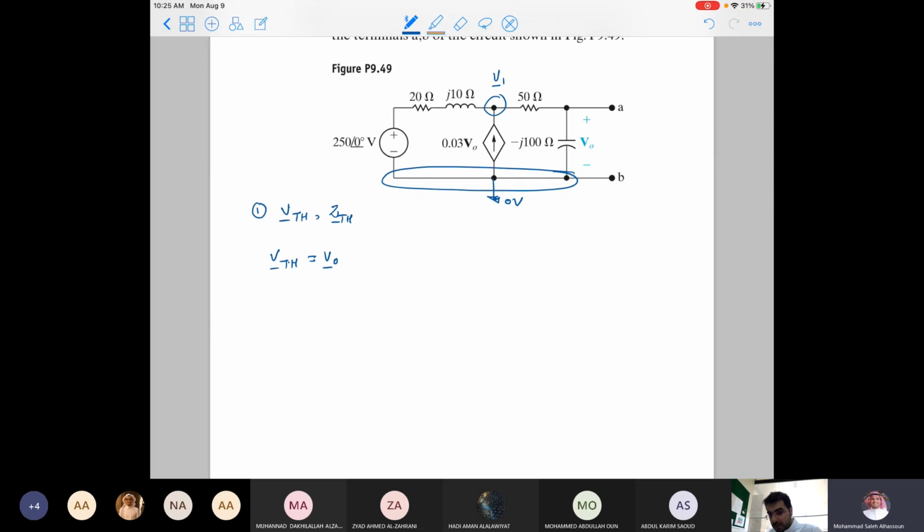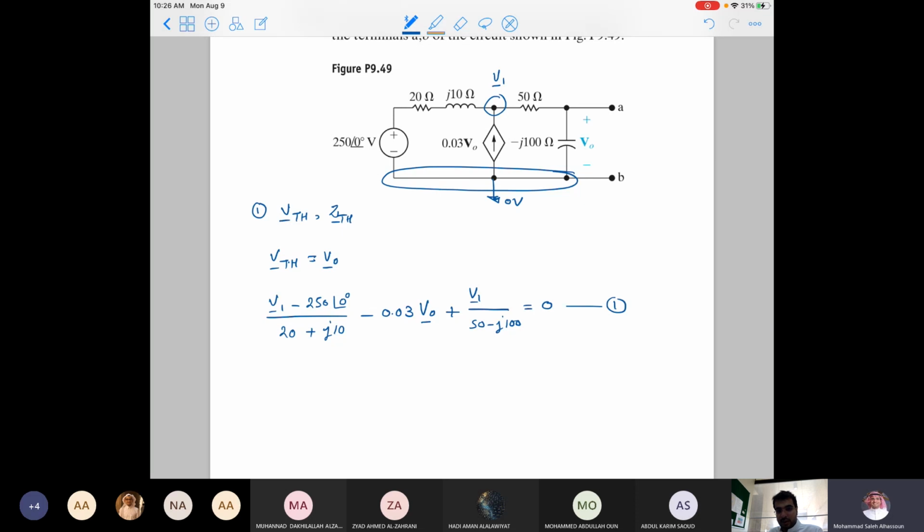So if I apply the node voltage method, I will get the first equation: V1 minus 250. The angle is 0, so I can assume it's just 250, divided by 20 plus J10, then I will minus 0.03 V naught, then plus V1 divided by 50 minus J300 equals 0. So this is the first equation.